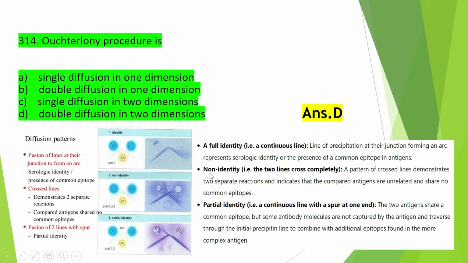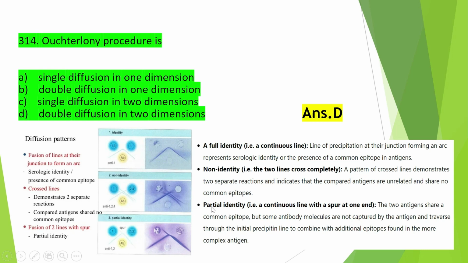Okay, so if we get non-identical lines like this, then a pattern of crossed lines demonstrates two separate reactions and indicates that the compared antigens are unrelated and share no common epitope. So these two antigens are not the same or their epitopes are not the same.